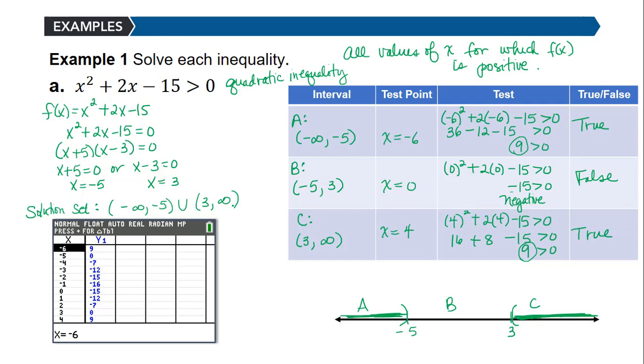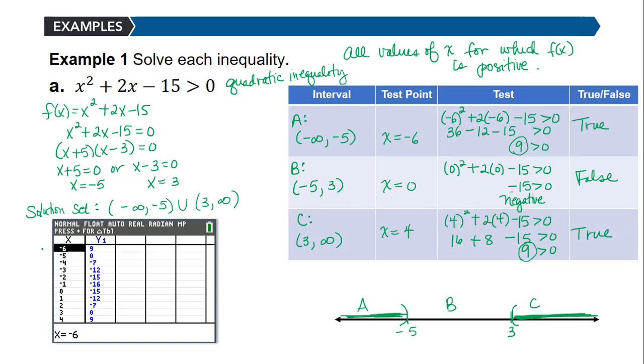Now I've also included a snapshot of the table that I can obtain from the calculator. If I input the function x squared plus 2x minus 15 in my y1 and look at the table, notice that this gives me really what my output values are, if they're positive or negative. So if you didn't want to do these calculations by hand, you could use your calculator, right?